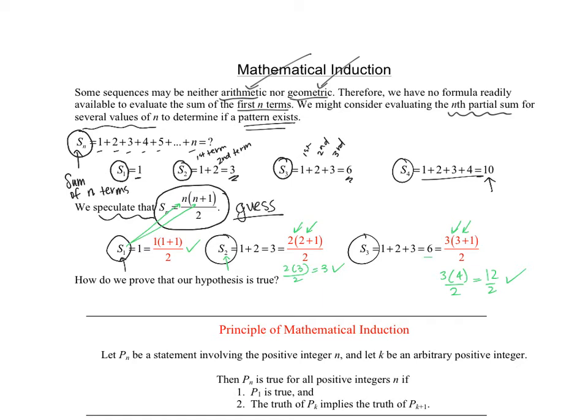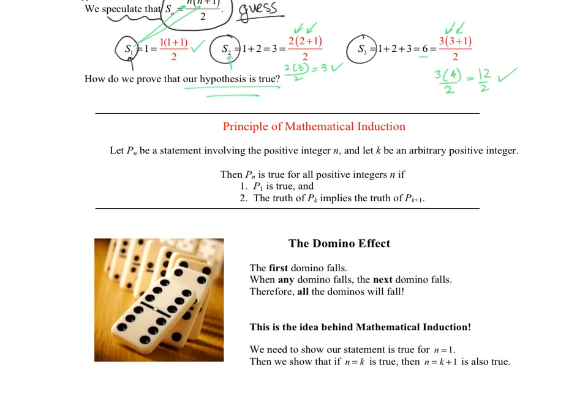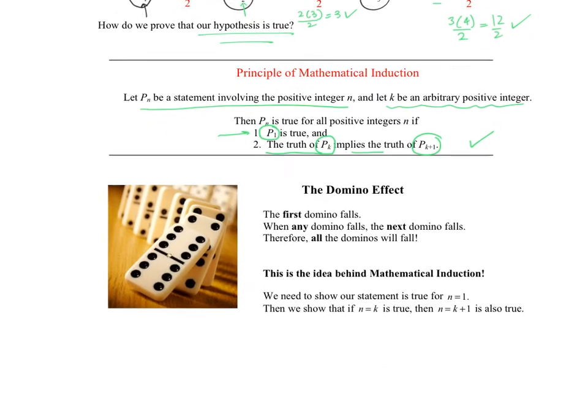So that worked. So how do we prove that this is going to work all the time? It worked for the first 3, but how do we prove it works all the time? So there's a principle of mathematical induction, and what it says is that if you have a statement involving integers and k is some arbitrary number, if your statement is true for the very first one, and if you assume it's true for some arbitrary k and can show that it implies the next one is true, you've proved the statement. So the idea is like dominoes, right?